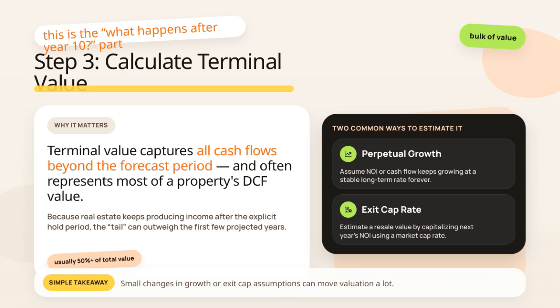The first is the perpetual growth method, where we assume that the net operating income or cash flow grows at a stable, long-term rate indefinitely. The second is using the exit cap rate, where we estimate a resale value by capitalizing next year's NOI using a market capitalization rate.